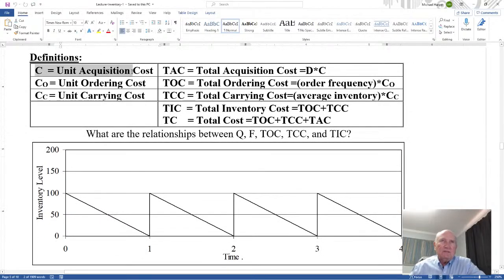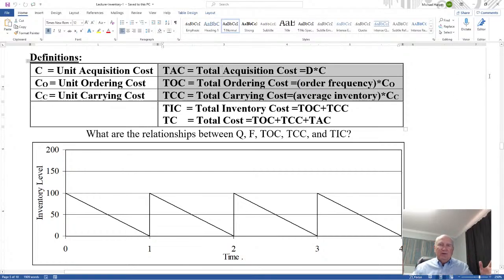Okay, definitions. C is a unit cost. C sub O is unit ordering cost, and C sub C is unit carrying cost. I can extend these to the total acquisition cost, let's say the demand over a year, for example. The total ordering cost, let's say the order frequency, say over a year. The average inventory over a year, say. So whatever these are, they're over some planning horizon.